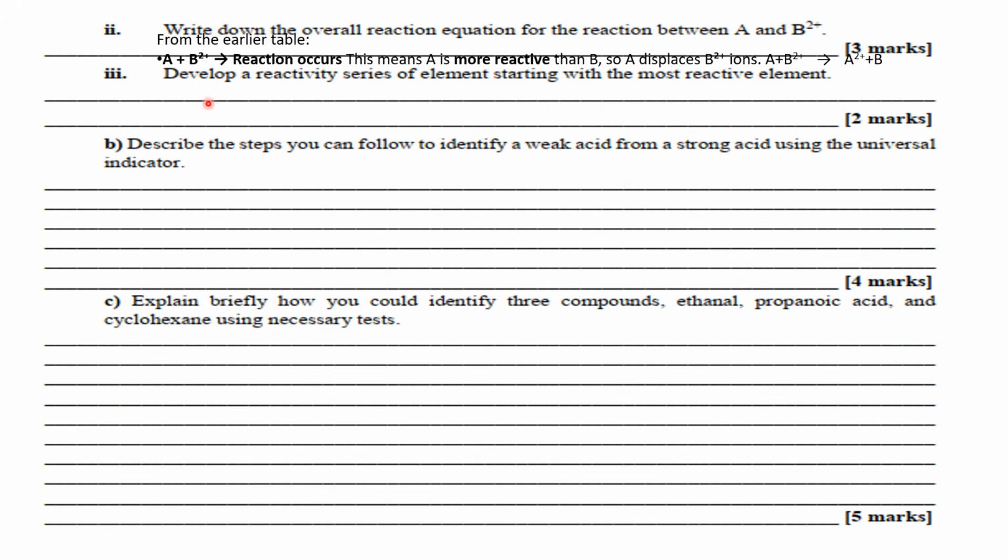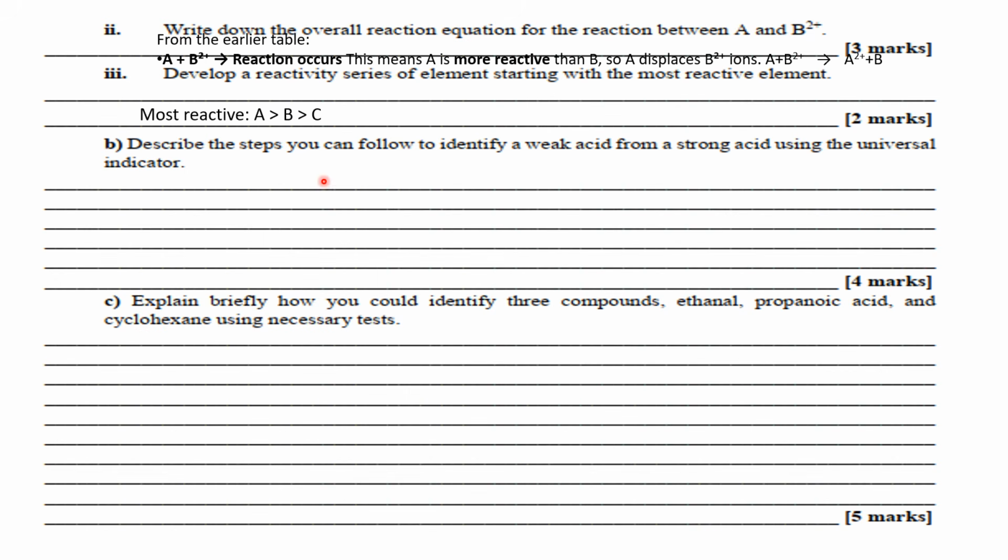And we have three elements that we need to arrange in order of reactivity. We just mentioned that A is more reactive than B and B is more reactive than C. So the order is going to be in this order: A is more reactive than B and B is more reactive than C.